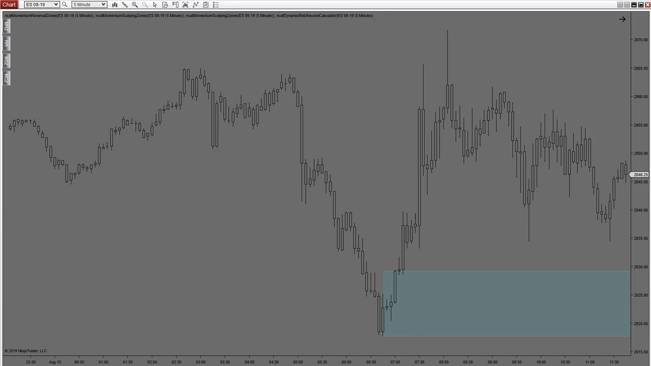We have a pretty handy, amazing tool, which is called the dynamic risk reward calculator, which gives us some very quick insights into our risk reward calculations, which is always key with any sort of trading, that we have the risk reward in our favor.